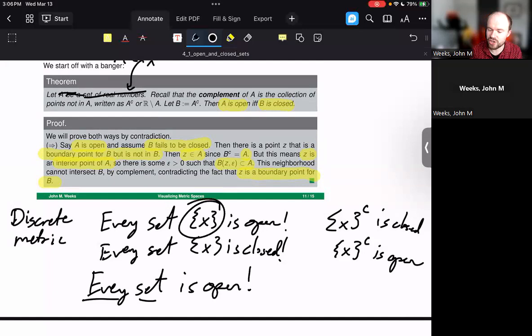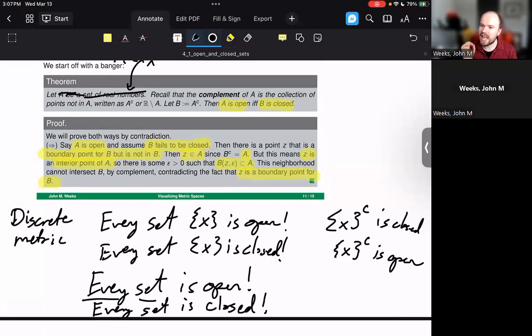And that's because every set is just the union of some number of singleton sets. And you can always union however many sets you would like there. As a corollary of that, since every set is the complement of some other set, every set is also closed. So the discrete metric is an example in which every single set that you could describe is a clopen set.